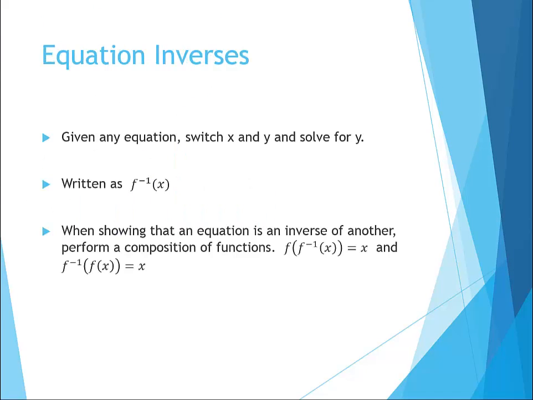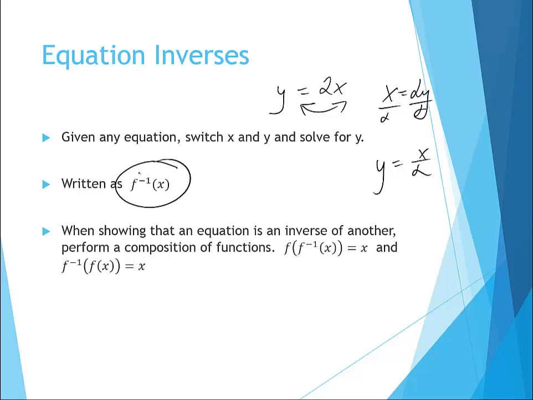Alright. Equation inverses. So given any equation, switch x and y and solve for y. So if we're given y equals 2x, all you do is switch x and y. You'll have x equals 2y, and then solve for y, so divide by 2, and you'll get y equals x divided by 2 as the inverse. Now, they are noted as f -1 of x.